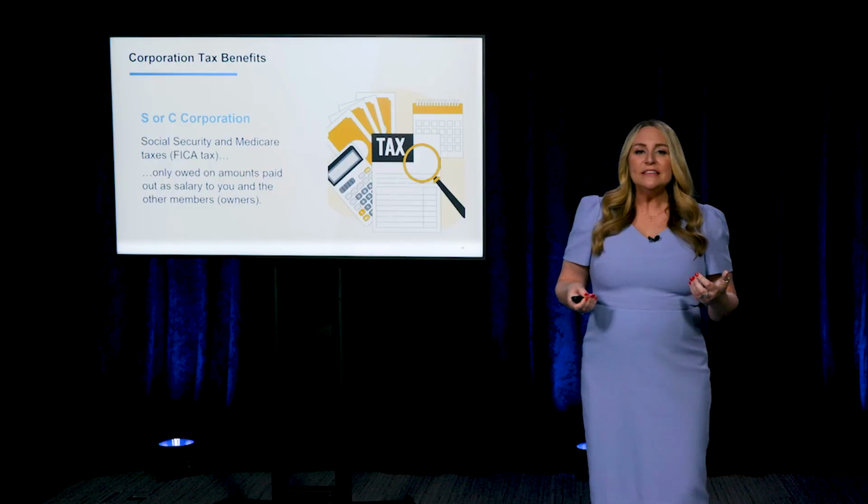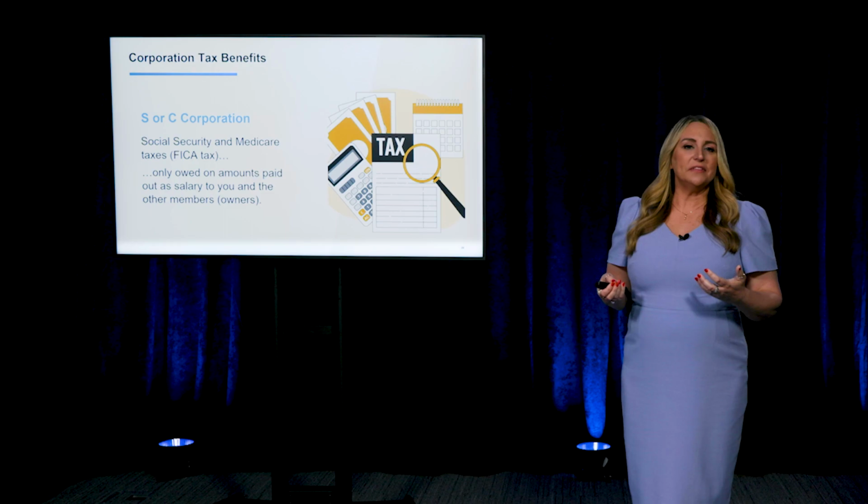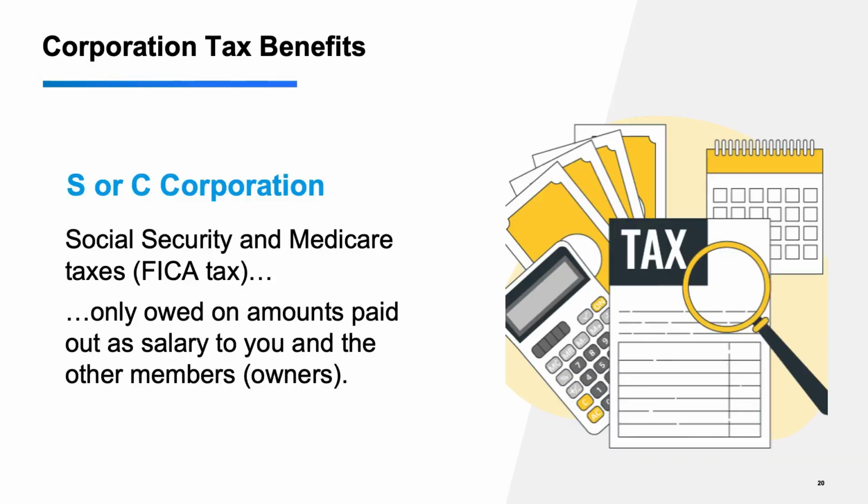Now, it's never easy navigating the world of small business legalities. Most entrepreneurs or small business owners make a guess, they follow the flow of a few fellow business owners, or they settle with the first answer that Google gives. But with both a C or an S corporation, it's possible to gain Social Security and Medicare savings because it's only due on the amounts that are paid out as salary to the owners.